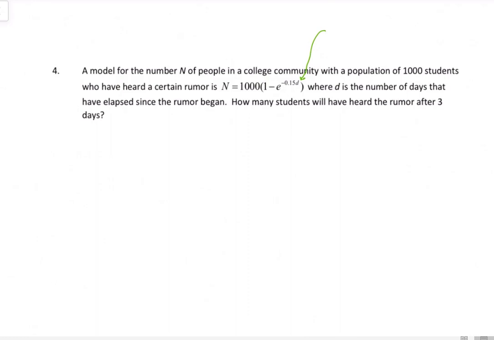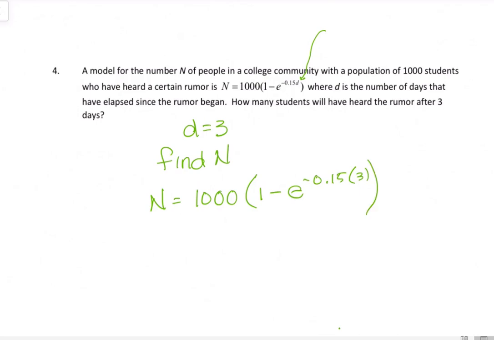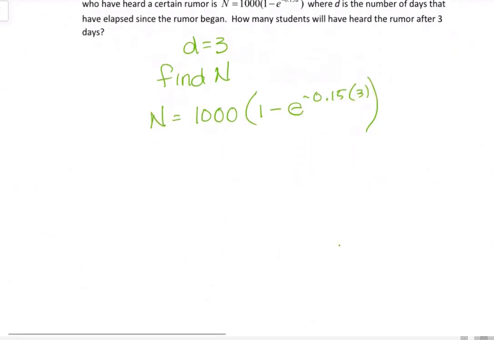And let's see what we need to do. So that function describes the number of people in a college community where there's 1,000 students to begin with, and d is the number of days. And so we're trying to figure out how many people will have heard a rumor after 3 days. So they're giving us d equal to 3, and we're being asked to find N. So all we've got to do is replace the d in the function with 3, and then we're going to want to get on our calculator to do this arithmetic.